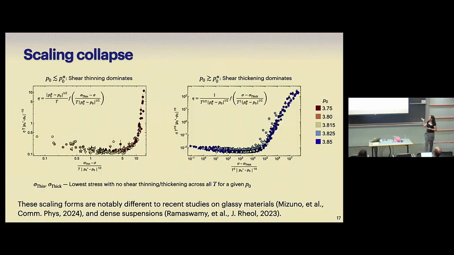And so with this, like I say, we have a reasonably good scaling collapse across these two different regimes. But one thing I should note is that these scaling forms are quite different to recent studies showing universal scaling collapse in glassy materials on the shear thinning side and in dense suspensions on the thickening side. And we've tried forms more along those lines, but they don't give as good of a collapse as this does.